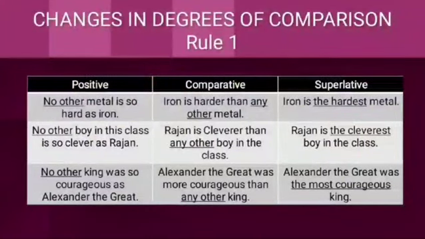Comparative degree, you have to replace so as with any other plus than to compare directly. Example, iron is harder than any other metal. For superlative degree, you have to use the plus superlative form to show the highest degree. Example, iron is the hardest metal.